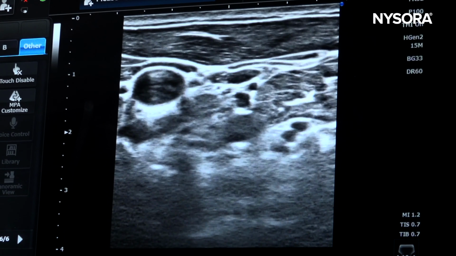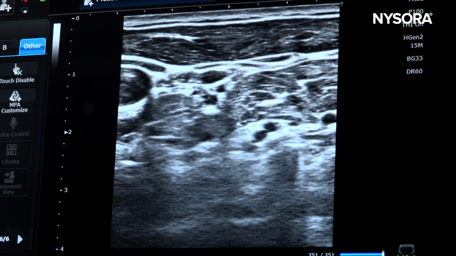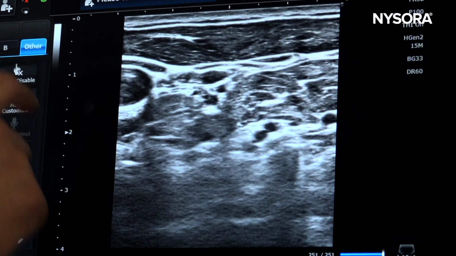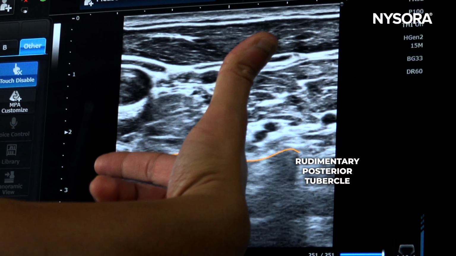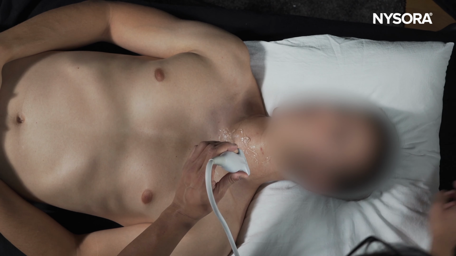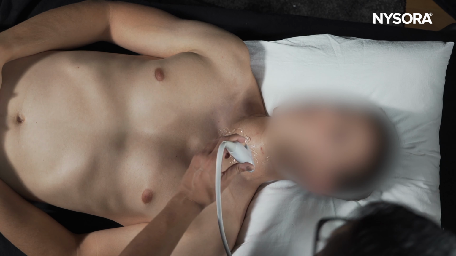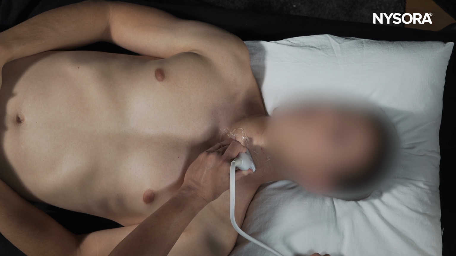Let me freeze the image and I'll try and show you the rudimentary posterior tubercle. So here in this image, you can see a straight line along with a rudimentary posterior tubercle. I call this the lounge chair position. The difference between C7 and C6 is that C6 has an anterior and posterior tubercle. So we will now do dynamic scanning, and that will help us to visualize.